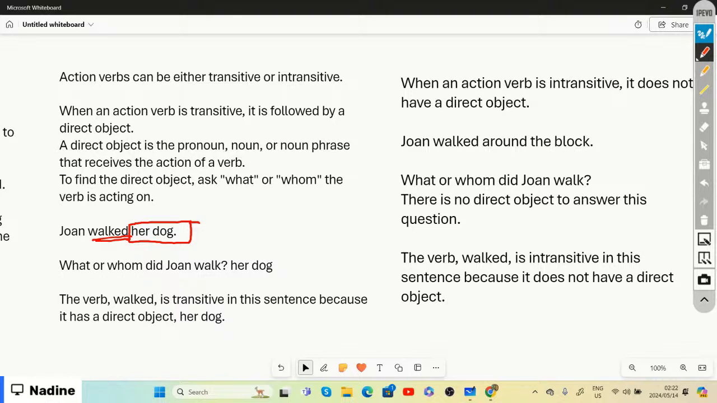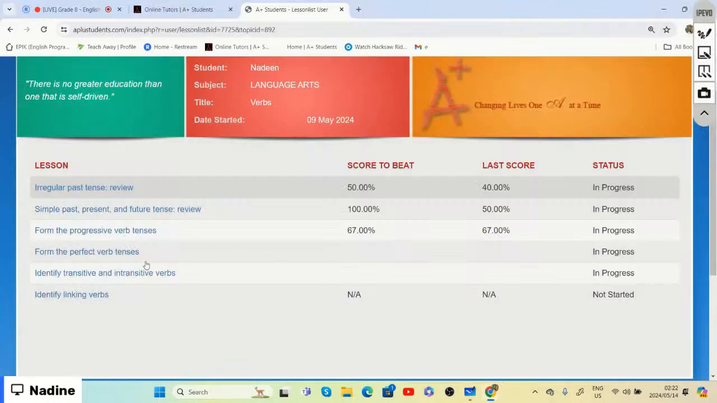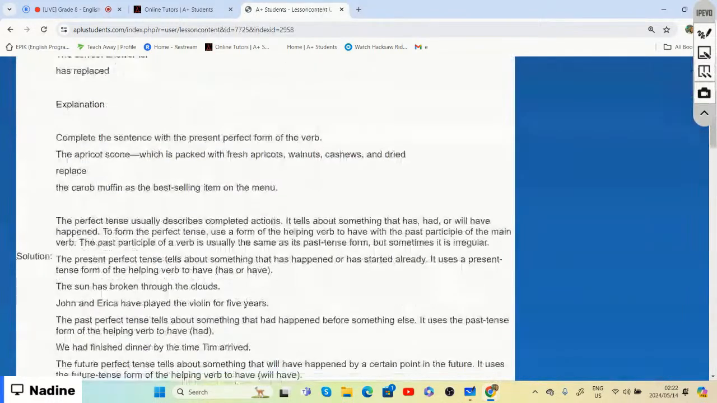All right, so now we're going to go to aplusstudents.ca, and then we're going to do our tutorial lesson as well as our test. So we're going to form the perfect verb tense.